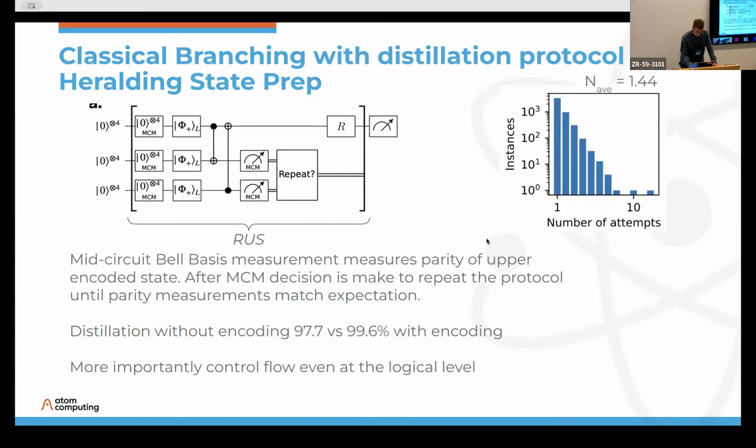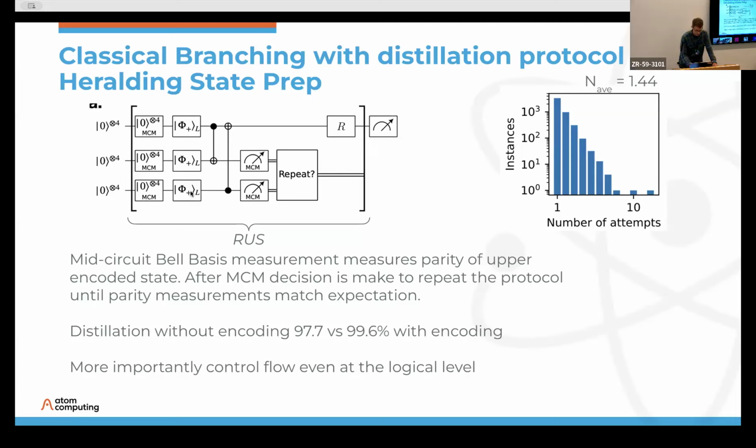One more thing, I think I'm just about done. I know we're going to do questions soon. Also using this machinery, here's one more thing I haven't shown, which is classical branching and feedback during circuits. This circuit, RUS, means repeat until success. This is just preparing a Bell state encoded in these 422 codes.